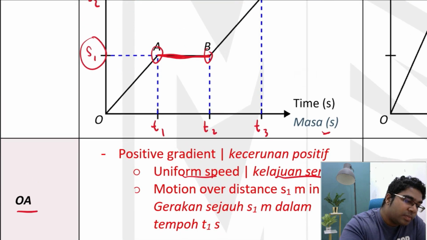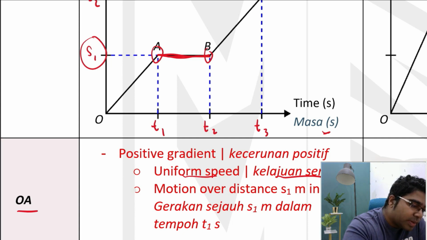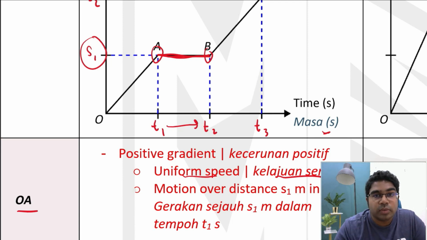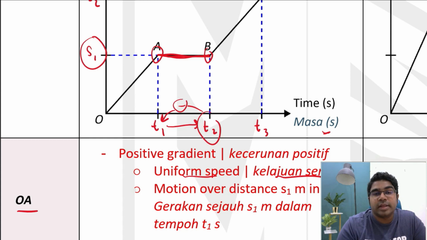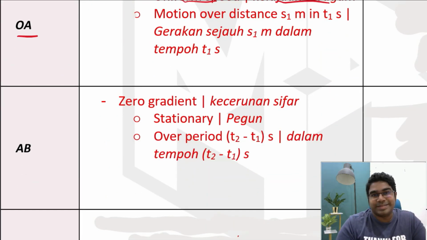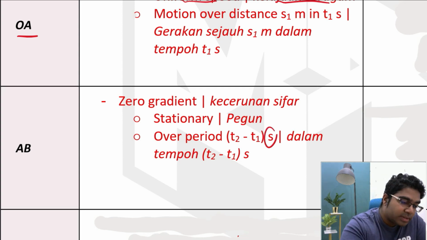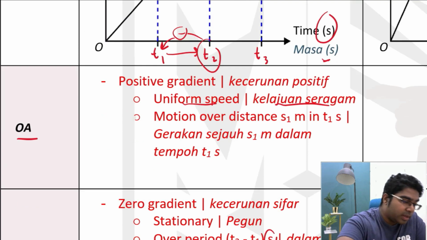Okay, berapakah tempoh masa yang dia pegun? How long, what is the period of time where it is stationary? Dia stationary, dia pegun dari T1 sehinggalah T2. From T1 to T2. So berapa tempoh masa, what is the period of time? Kita ambil T2, kita tolak T1. Inilah tempoh masa dia. The period will be T2 minus T1 seconds. By the way, kita ambil saat sebab kita ikut unit dalam graf ya. This one is saat. Okay, next.